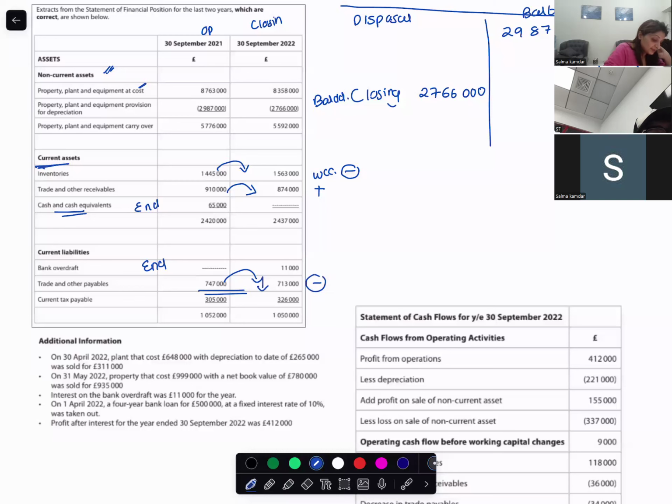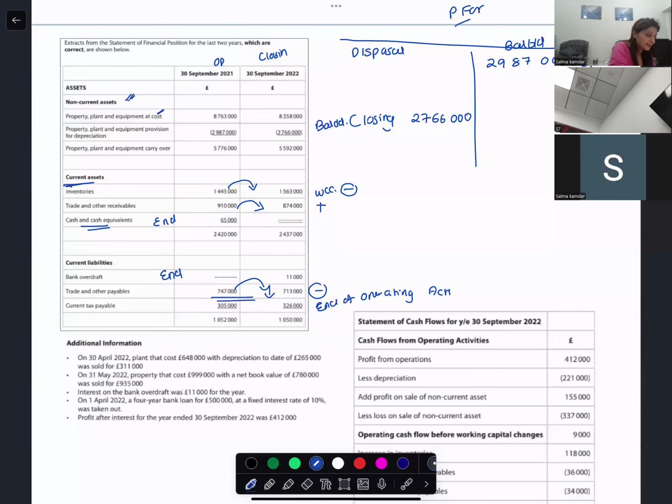Okay, fine. Tax paid. Tax paid is at the end of operating activities. Interest paid minus tax paid. See, it is just a format-based chapter. Okay. Now, I am still on the provision for depreciation account. I have information related to it.